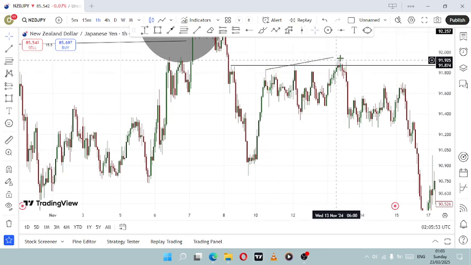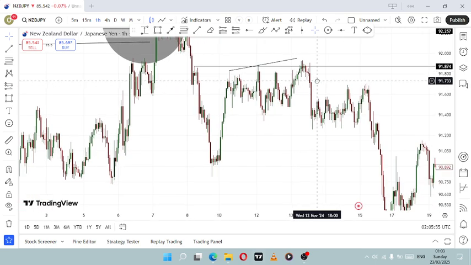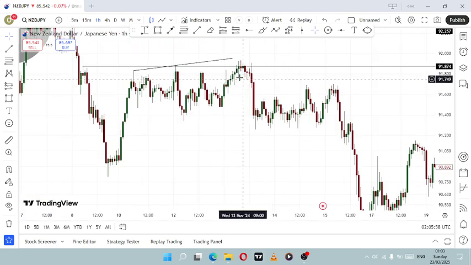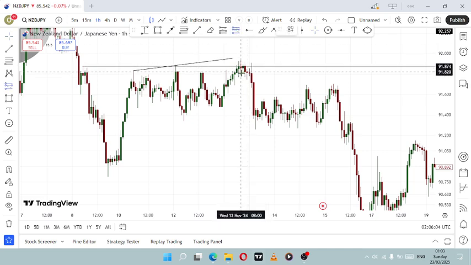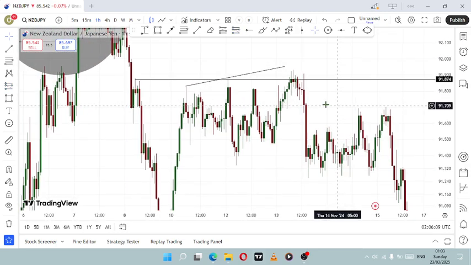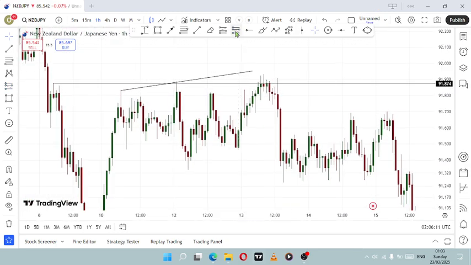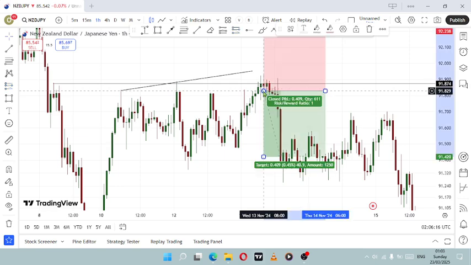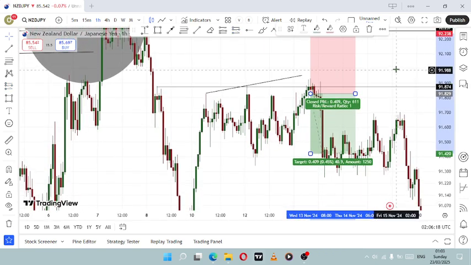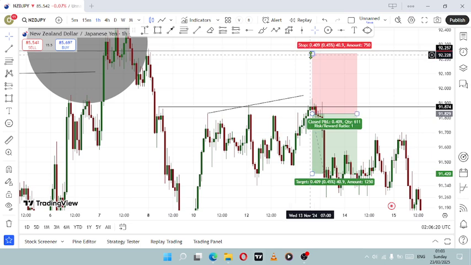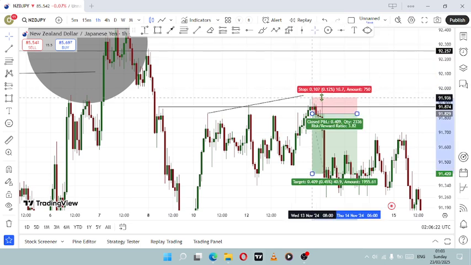So 1, 2, and the third touch. Tap into the zoom, and you can see the structures here. 1, 2, again the third touch. So when price comes to this structure, this is the risk entry on the 1 hour. After any rejections, I can do this and put my stop.